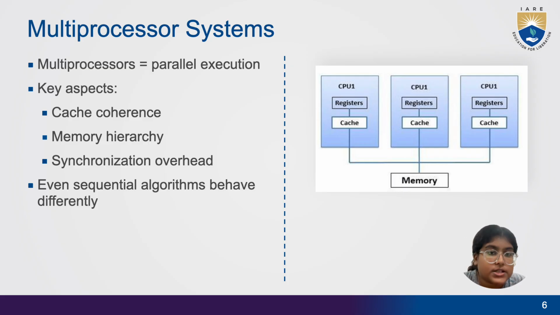But multiprocessor systems can also bring subtle changes. Cache hierarchies, for example, can sometimes align with how data is accessed, and scheduling by the operating system or runtime may distribute work in ways we don't immediately see. So, the important takeaway is multiprocessors can influence algorithm performance even when the algorithm itself isn't parallelized.